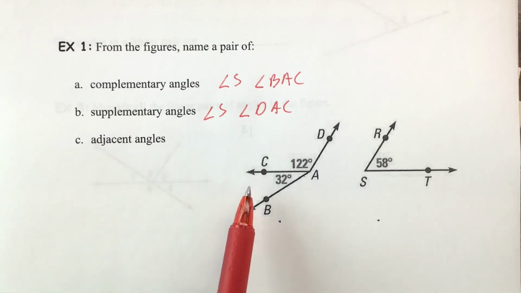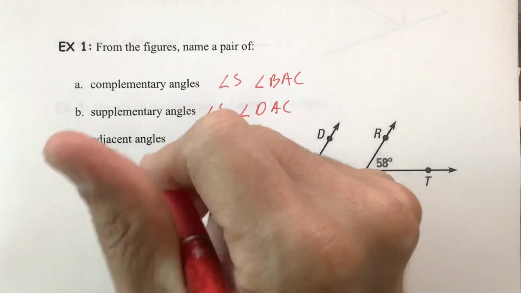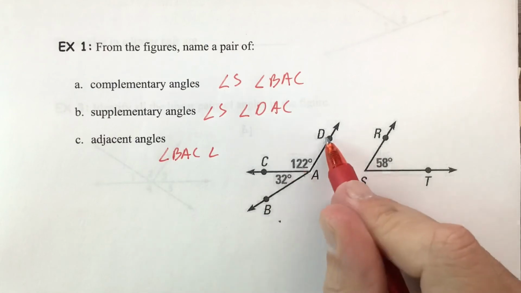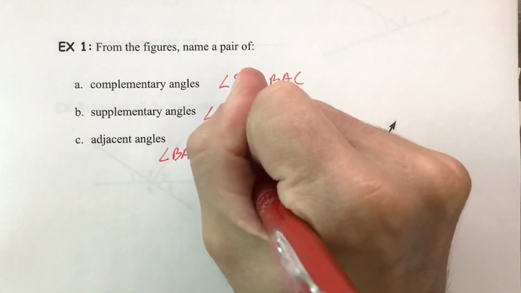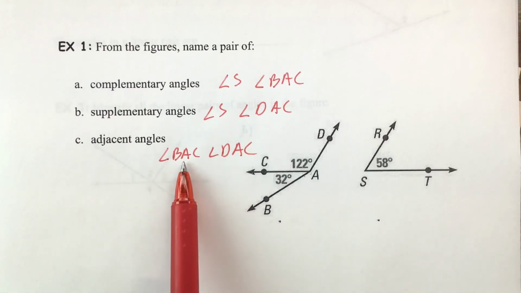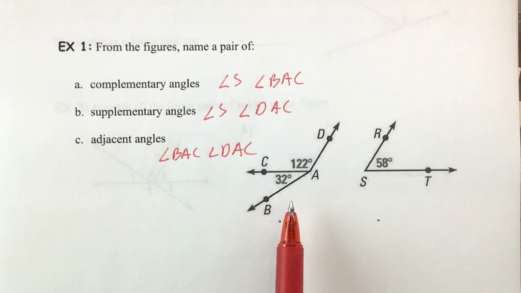Now, the adjacent angles that we have in the picture are going to be these two right here that share AC. So you've got angle BAC, and you've also got angle DAC. And you can write the letters in whatever order you want as long as you have your vertex in the center. All right, so here are two angles that are adjacent, but they don't add to anything special.